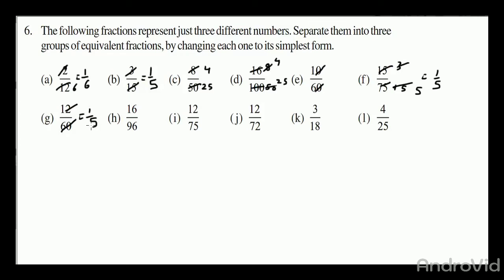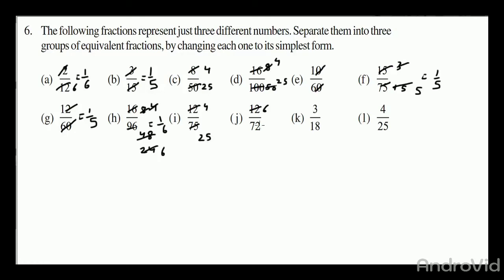Here we have 1 over 5. Again, each part is 8 over 48, or you can say 4 to the 8 and 2 to 24. Again, reducing it to 1 over 6. 12 over 75. Simple. 12, 4, and this goes with 25. Not further reducible.